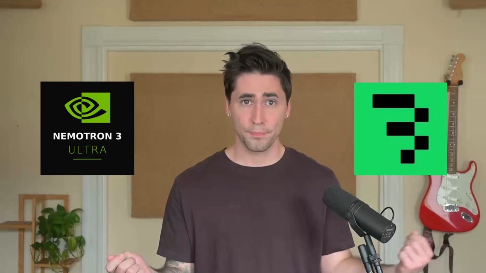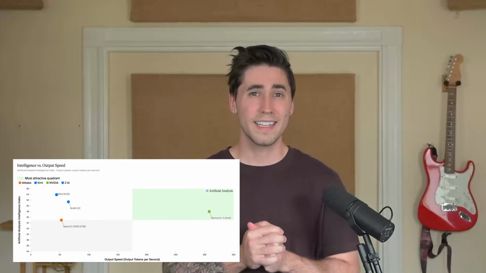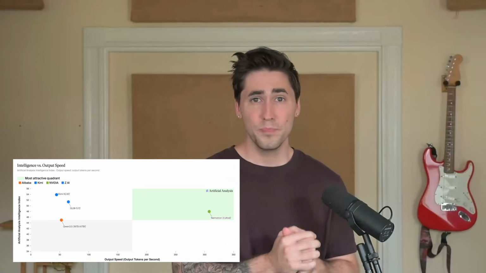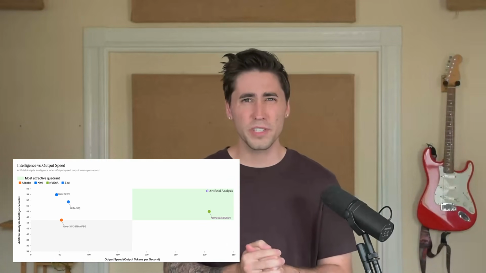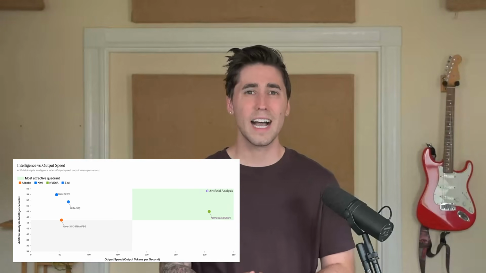model provider. Nemotron 3 Ultra is a 550 billion parameter model with strong reasoning performance, running up to a blazing 300 tokens per second at a fraction of the cost of frontier models. On an Artificial Analysis Intelligence Index plotting model intelligence against speed, Nemotron 3 Ultra sits in a quadrant of its own, displaying comparable intelligence at 3 to 6 times the speed of other open models.